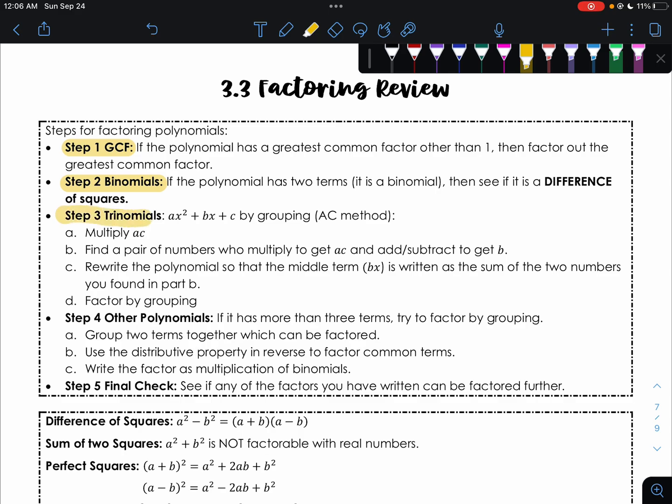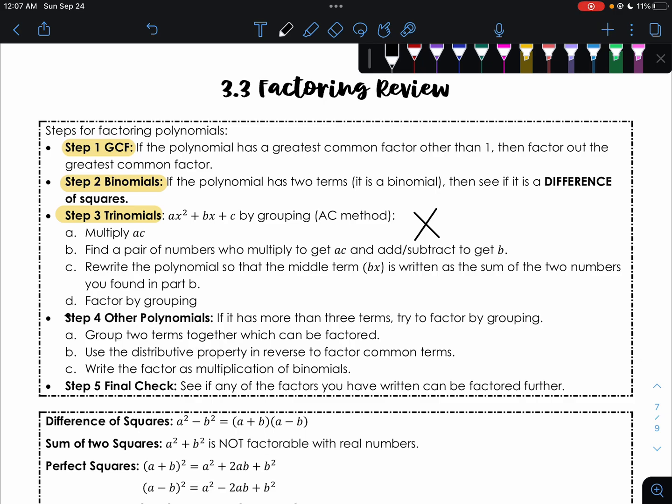Step 3 is to see if it's a trinomial in the form of ax squared plus bx plus c. And we're going to use the AC method that looks like the x, where we organize our thinking. We take the first term, which is a, multiply it by the last term, which is c, put it on top. Then we see the middle number on bottom. We figure out what we can multiply to get the top, add to get the bottom.